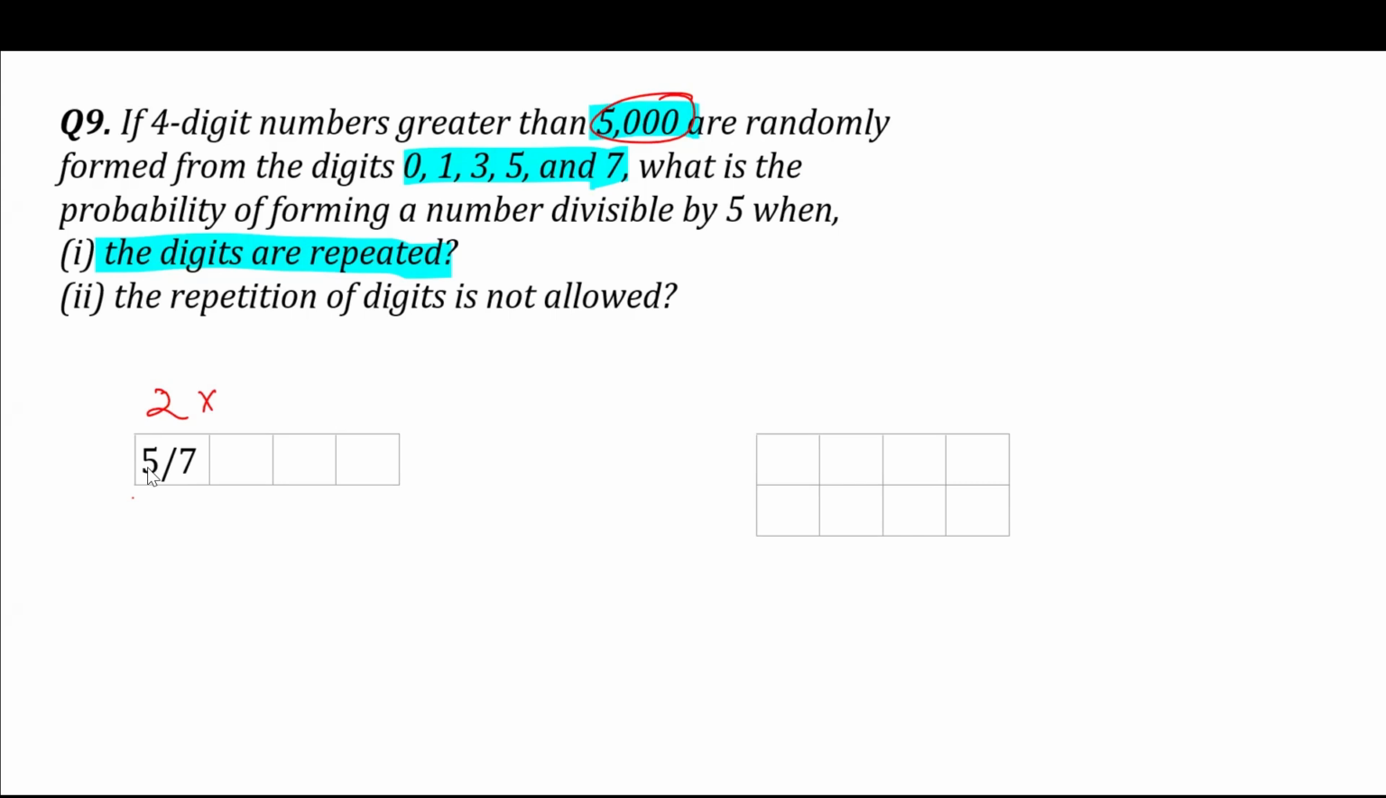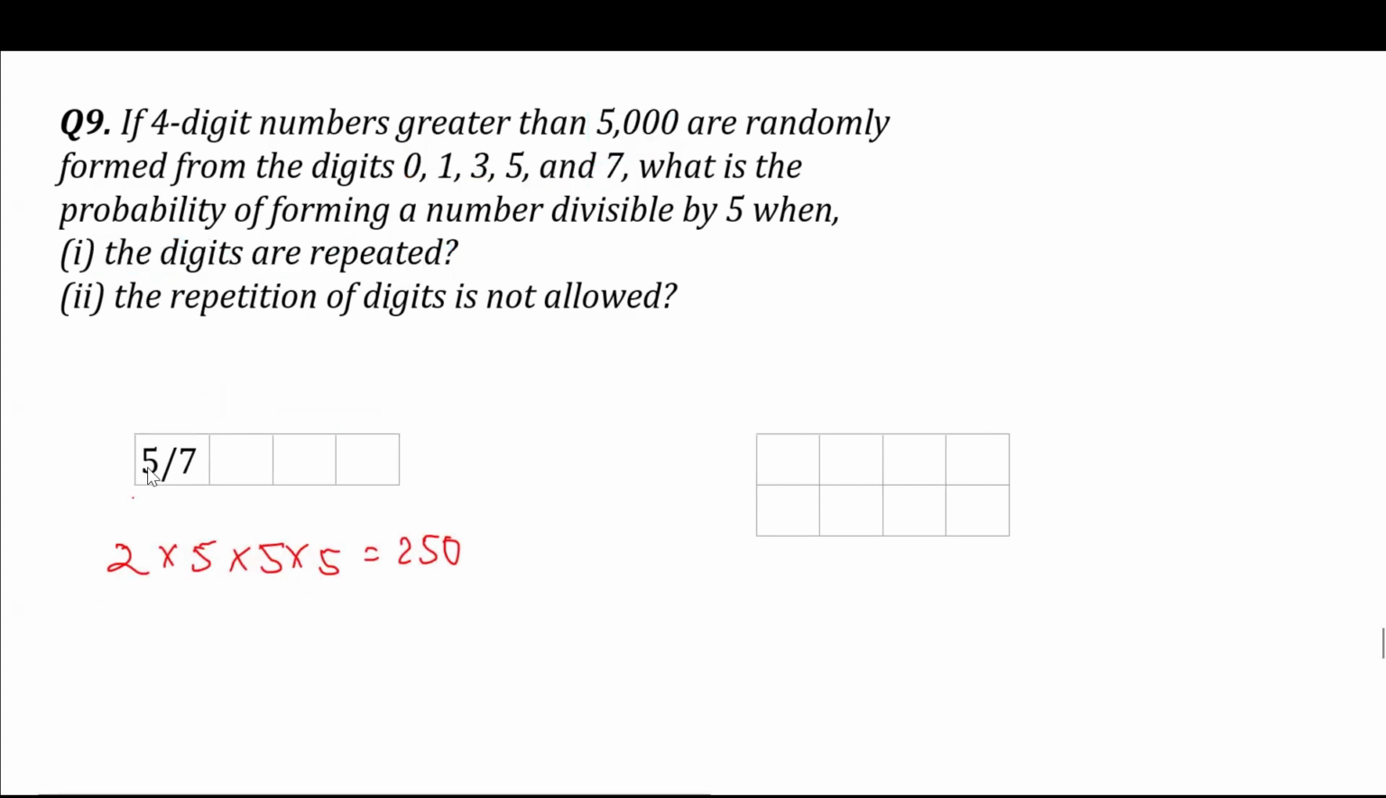Out of the digits, how many digits do we have? These are 5 digits. One of the digits, either 5 or 7, is over here, right? But since repetition of the digits is allowed, this can be filled in 5 different ways. This slot can also be filled in 5 different ways, any of the 5 digits can come, and this can also be filled in 5 different ways. So we can see there are 250 possible ways of framing a number which is greater than 5,000.